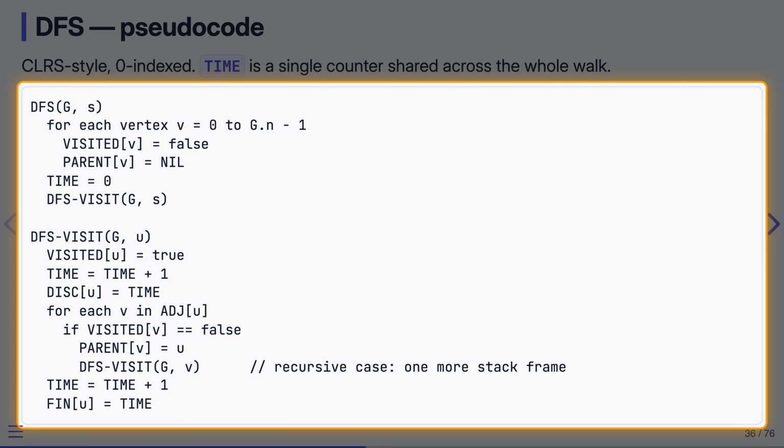After every neighbor is handled, it increases time by 1 again, and records that as the finished time of u. The shape matches Chapter 8's recursion template: a base case when no unvisited neighbors are left, and a recursive case that is one more call.